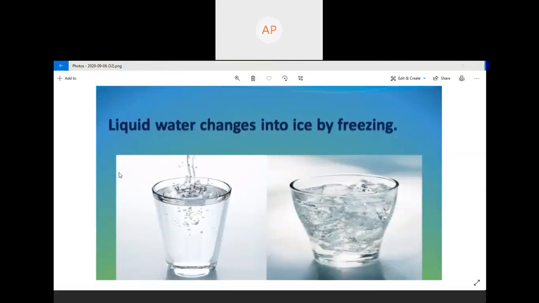So the liquid water changes into ice by freezing. So this you can try at home. These are small activities to understand evaporation, condensation and freezing. So children, did you understand how the water changes its form according to the increase and decrease in temperature?